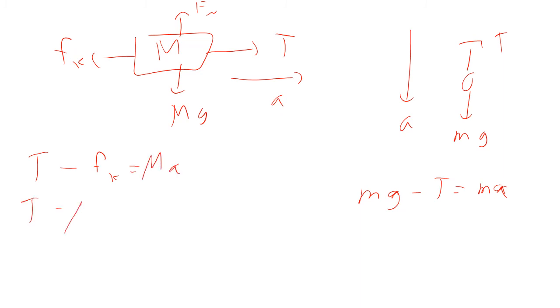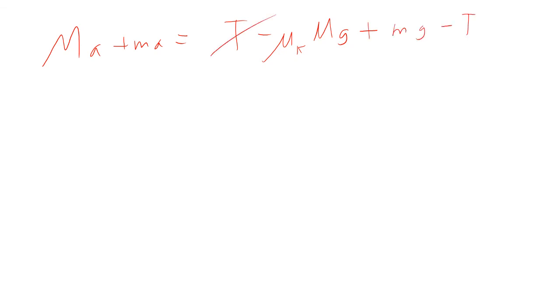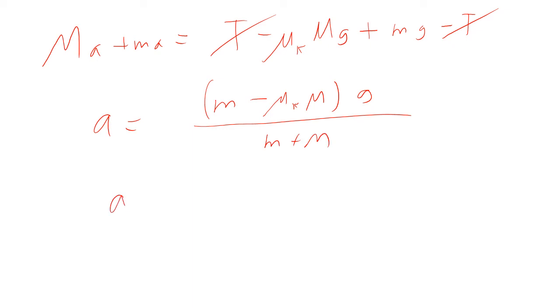Well, F sub k is mu sub k times the normal, and we know that the normal is going to be big Mg for this problem. So that equals Ma. Now we just put our equations together. We add the two equations. So Ma plus little ma equals T minus mu sub k big Mg plus little mg minus T. The T's cancel. We do some algebra, and a is going to be m minus mu sub k big M, times g, divided by M plus m.